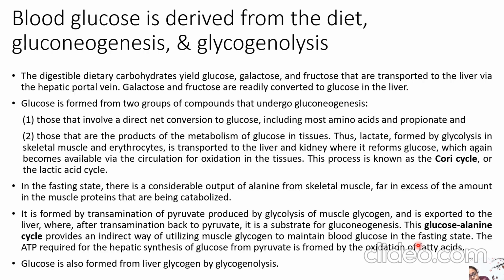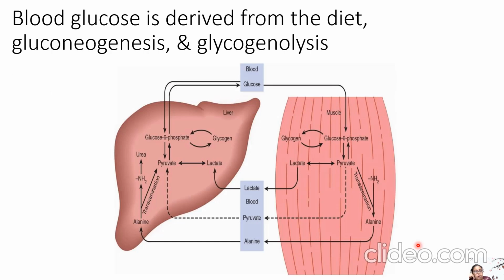This glucose-alanine cycle provides an indirect way of utilizing muscle glycogen to maintain blood glucose in the fasting state. The ATP required for the hepatic synthesis of glucose from pyruvate is formed by the oxidation of fatty acids. Glucose is also formed from liver glycogen by glycogenolysis. So blood glucose is derived from the diet, gluconeogenesis and glycogenolysis.